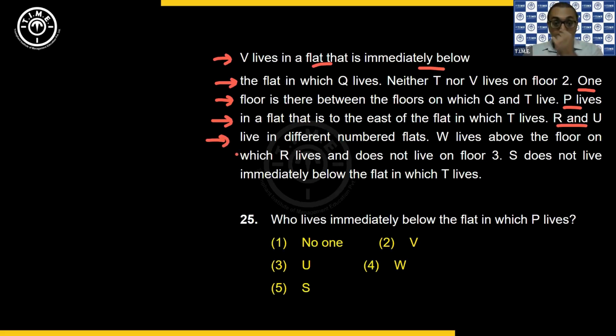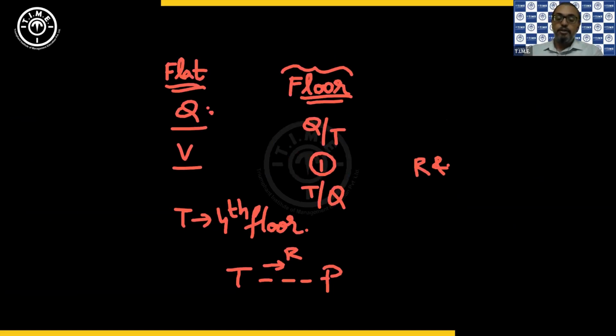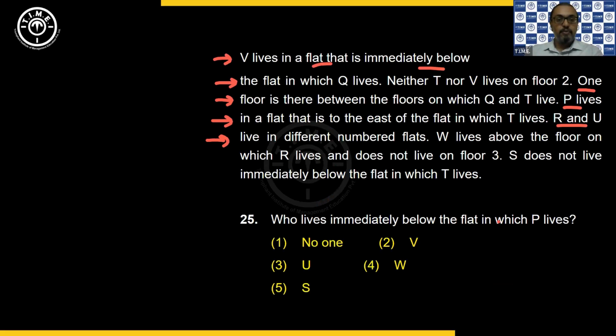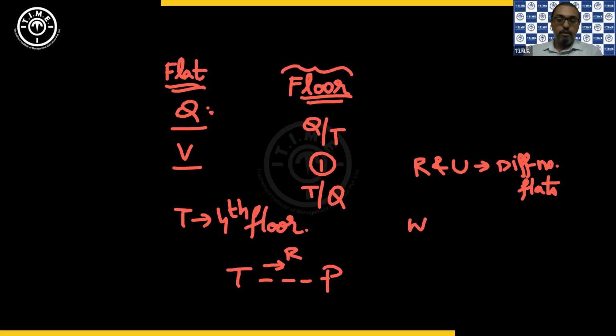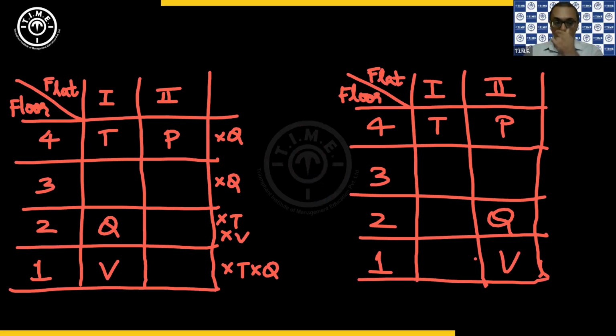Then R and U live in different numbered flats. Okay, so we have R and U in different numbered flats. Okay, we'll come to that. Then W lives above the floor on which R lives, and it again refers to the first person, that is W, who does not live on floor 3. So W is above R, but W cannot be on floor 3. So we have W above R and W is not on the 3rd floor. W cannot be given on the 3rd floor. Okay.